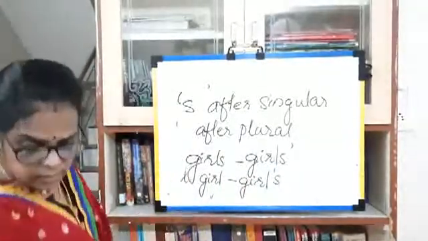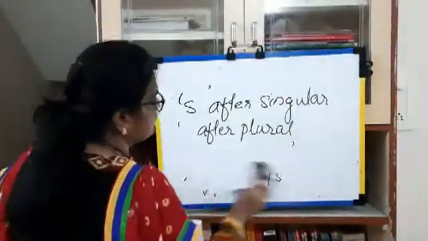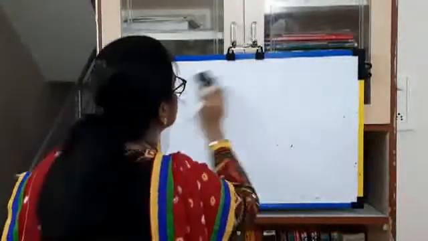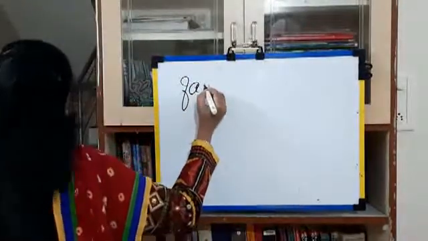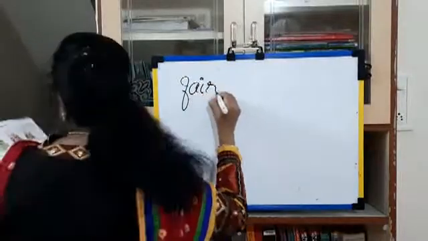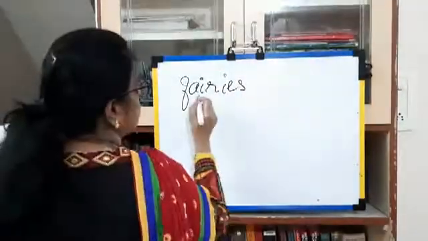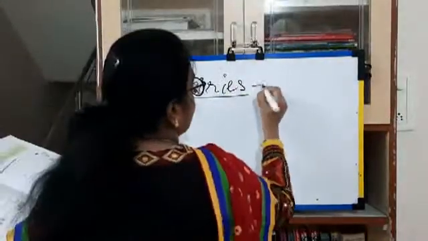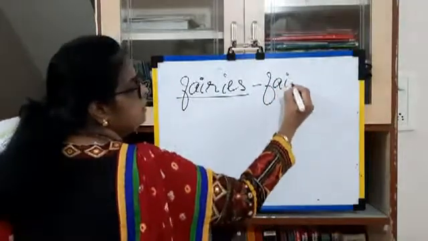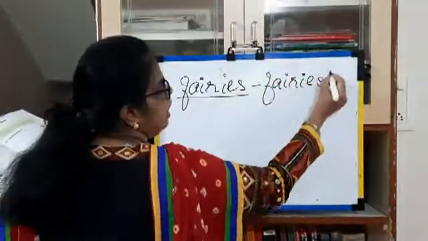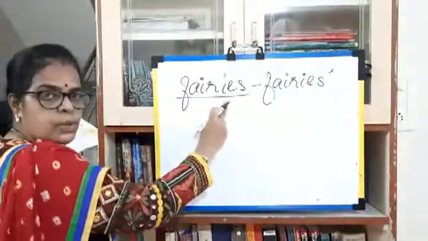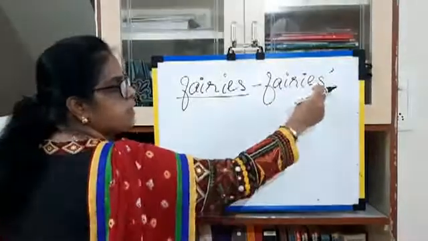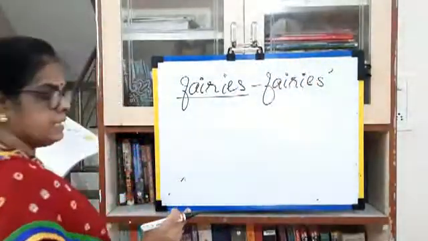Okay, see, I have done some examples. Fairies. Here it is given fairies. The fairies is a plural word. So where do we put it? We put it after the s. Fairies is plural, so where do we put the apostrophe? After the s.